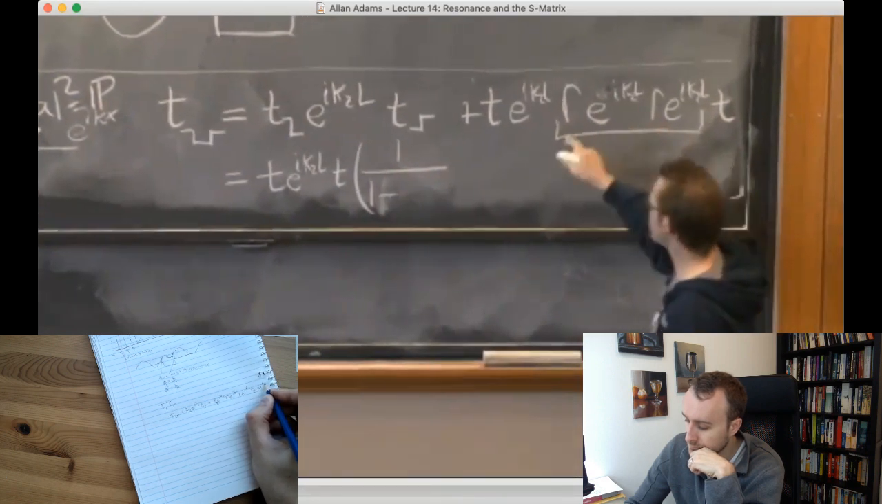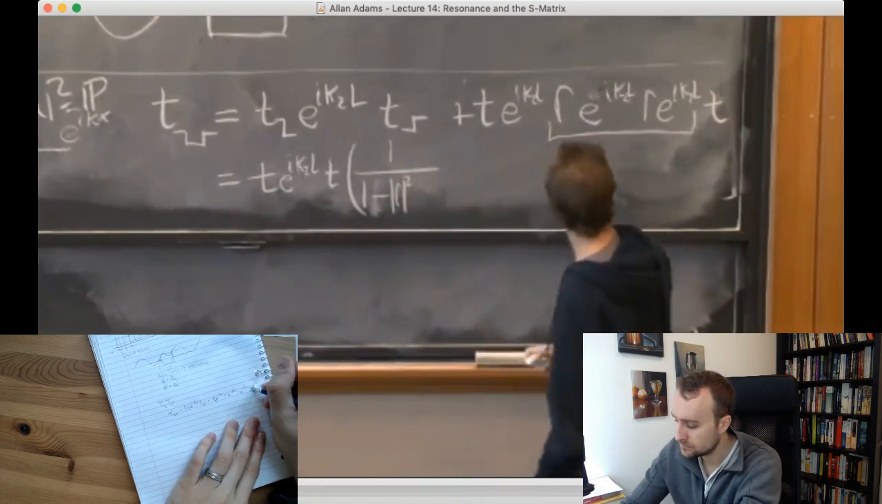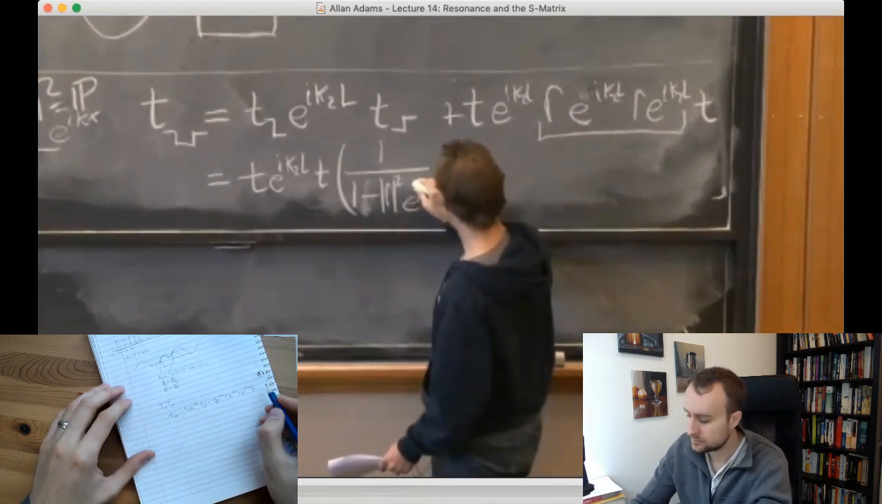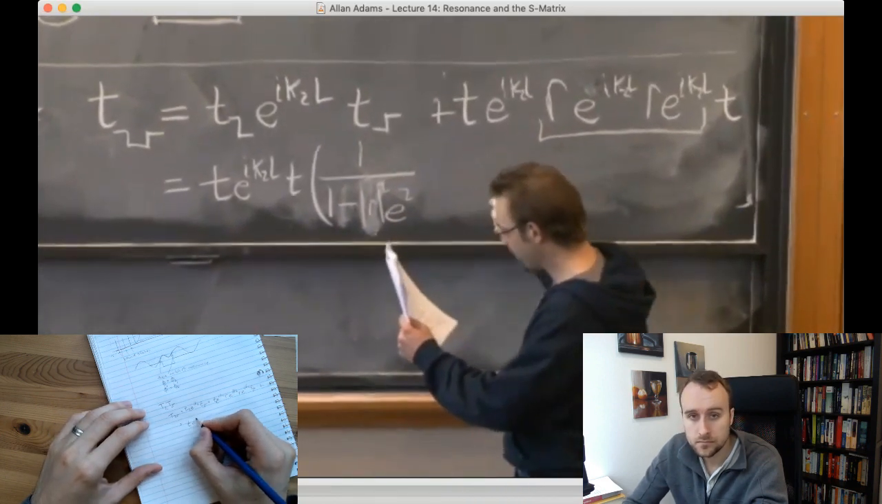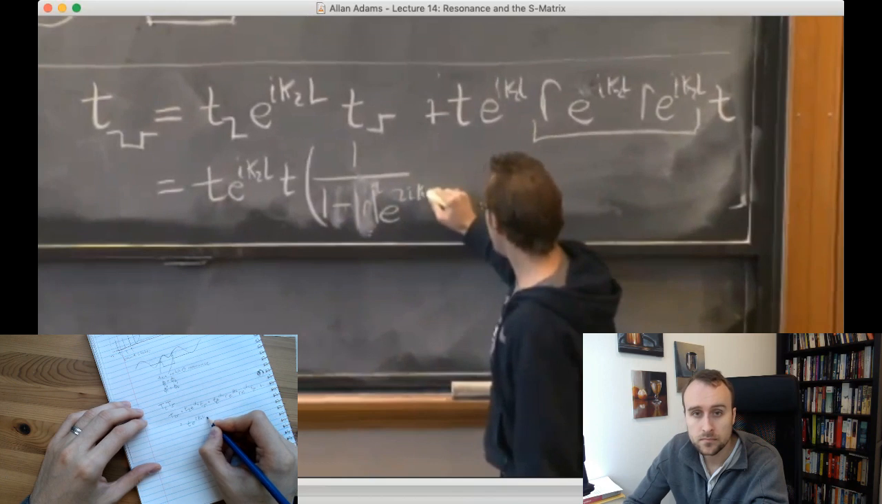And what is this quantity? Well, it's R squared. And remember, the R's in both directions are the same, so I'm just going to write it as R squared, e to the 2i k2 L. It's a real number, but yeah, put the absolute value on. Anyway, it's going to simplify.